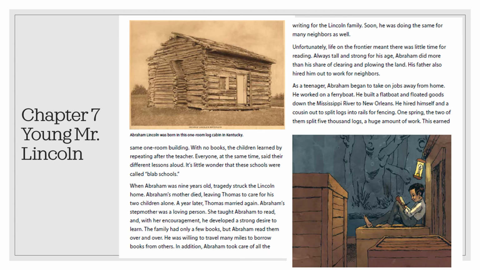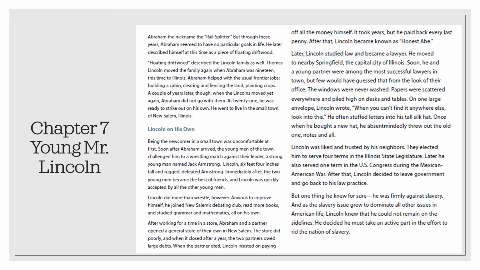He hired himself and a cousin out to split logs into rails for fencing, and one spring, the two of them split 5,000 logs, a huge amount of work. This earned Abraham the nickname of the rail splitter.